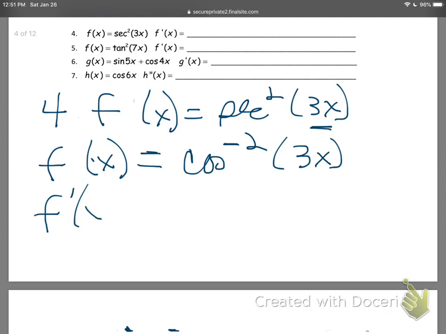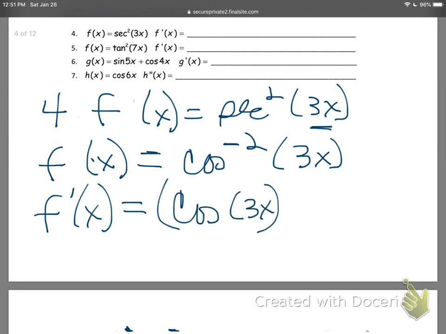So f prime of x equals. The first thing you're going to do is do the power rule. So I have negative 2 cosine to the negative, well here, let me back up for a second. I'm going to erase this because I want to talk about something else first. Alright, so let's write this problem in a safer way. What is that safer way? The safer way is if you make it cosine 3x, and then you go ahead and put your power out here. Okay, so that's how we're going to start off.